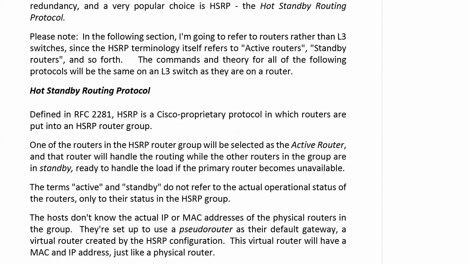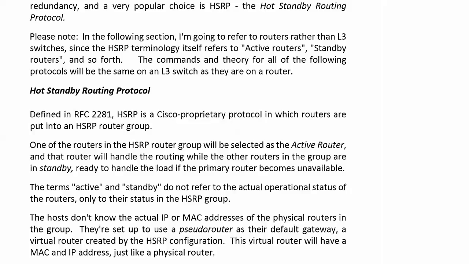It's defined in RFC 2281 and is a Cisco proprietary protocol. Routers are put into a logical group, an HSRP group. One of the routers in the HSRP group is going to be selected as the active router, and that router is the one that's actually performing the routing. The other routers in the group are in standby, and they're ready to handle the load and step in if the primary router becomes unavailable. The terms active and standby that you are going to see throughout these discussions and throughout the lab don't have anything to do with the actual operational status of the routers, only with their status in the HSRP group. Now, here's the best part.